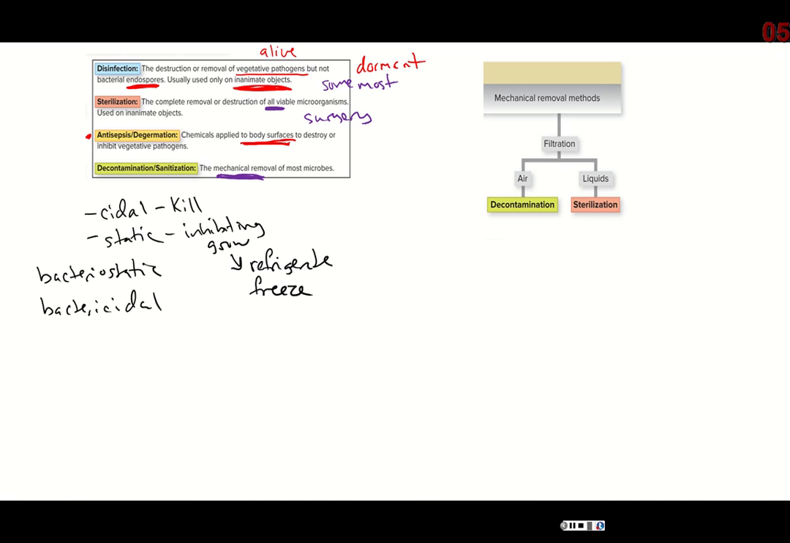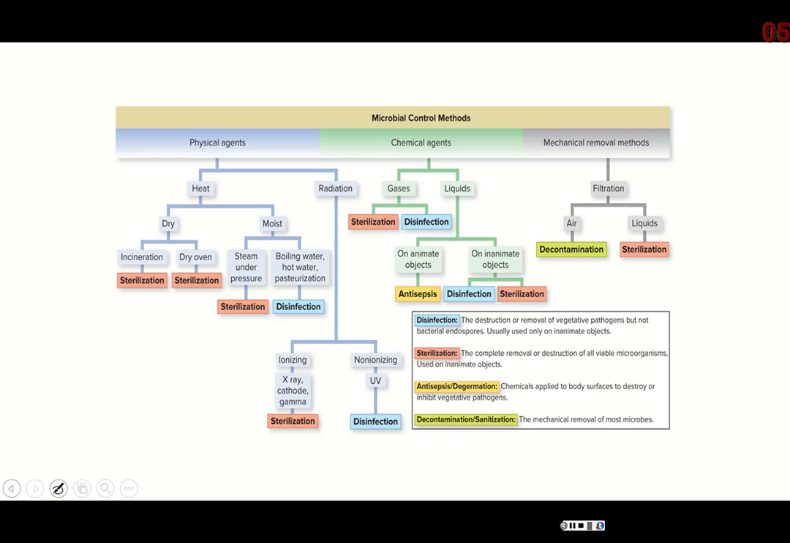So you haven't actually killed them, versus putting them in a situation where it's cidal and then you're actually killing them. Now, if you go back to the chart that we saw where it's all together, there are 3 different categories here. We've got our physical agents, our chemical agents, and our mechanical agents. And you can sometimes use a combination of these. It's not necessarily that you only use one of them, but this is just one way to organize the material that your book chose to use.